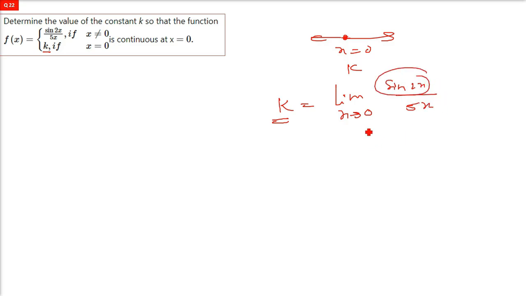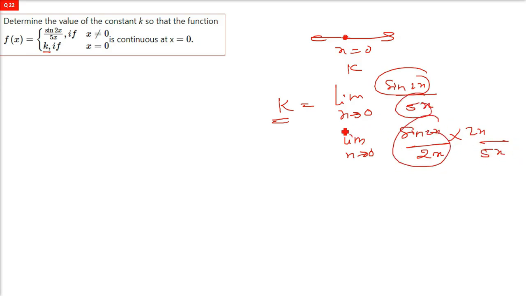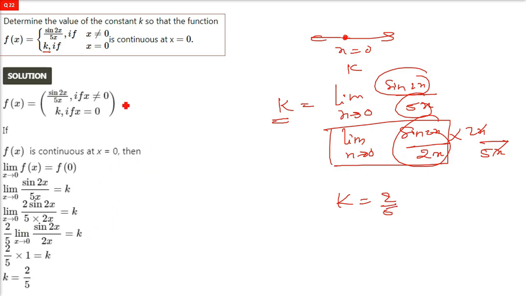Sine 2x by 5x can be written by multiplying 2x in the numerator and 2x in the denominator: sine 2x by 2x, and here you have 5x in the denominator. Sine 2x by 2x, as x tends to 0, is 1. 2x by 5x, the x you can cancel, you get 2 by 5. So k is equal to 2 by 5 is your correct answer. Just see how you have to do it this way.